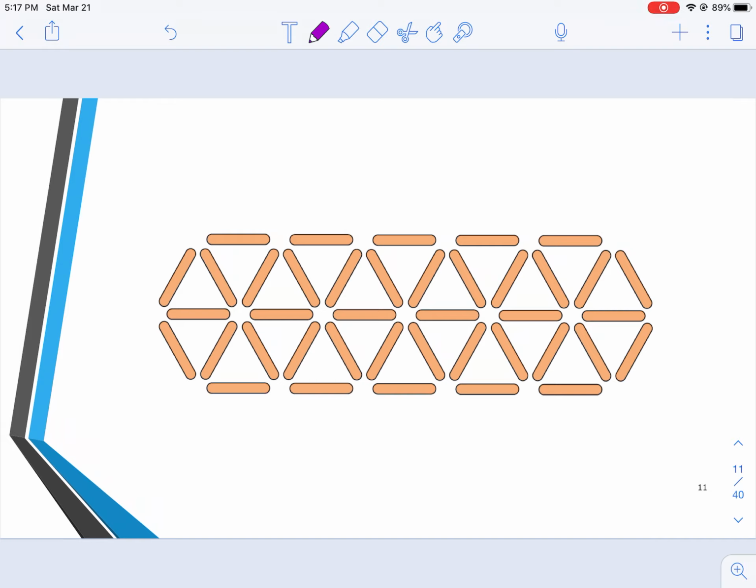Hello, Prof. Rassi here, looking at class activity 9A again with the popsicle sticks problem. We're going to write an expression for how many popsicle sticks.